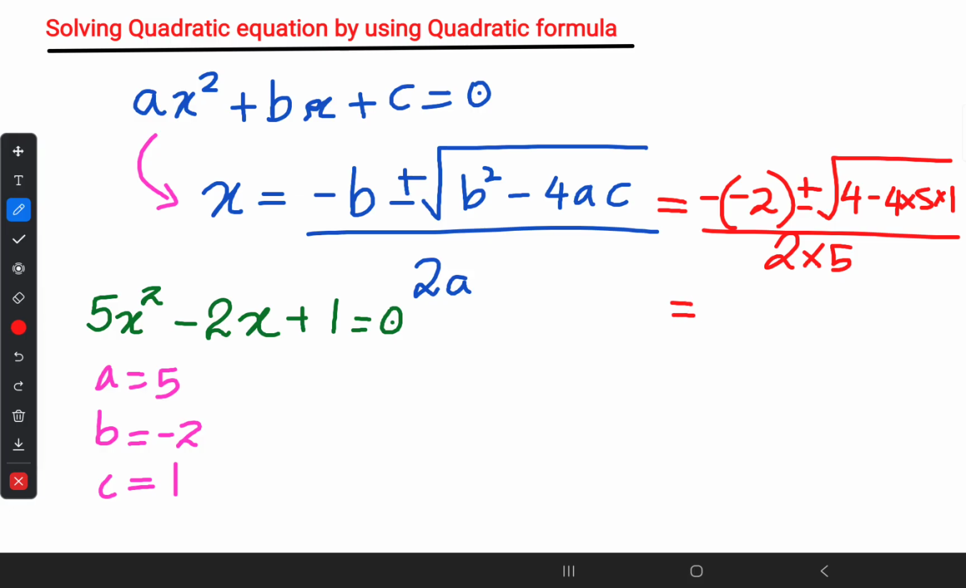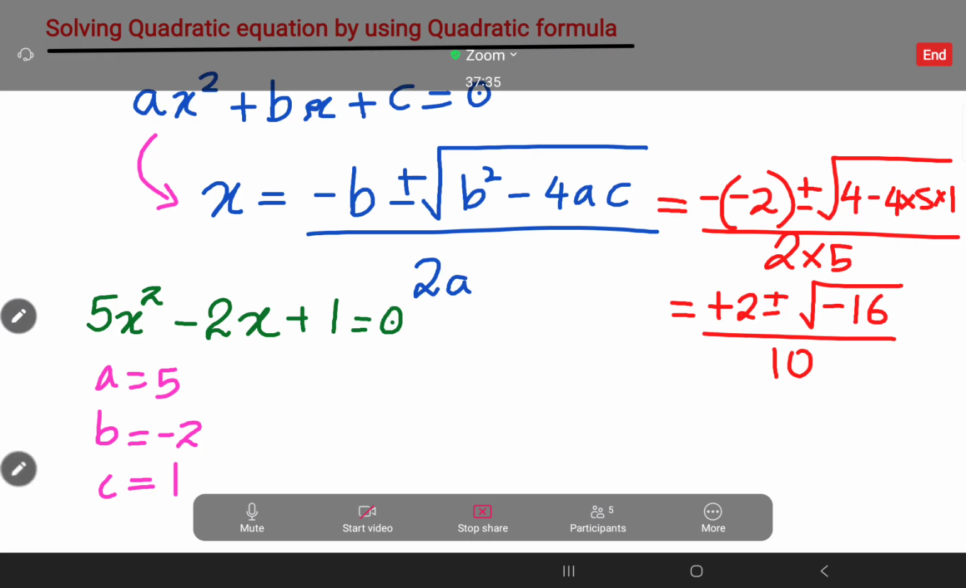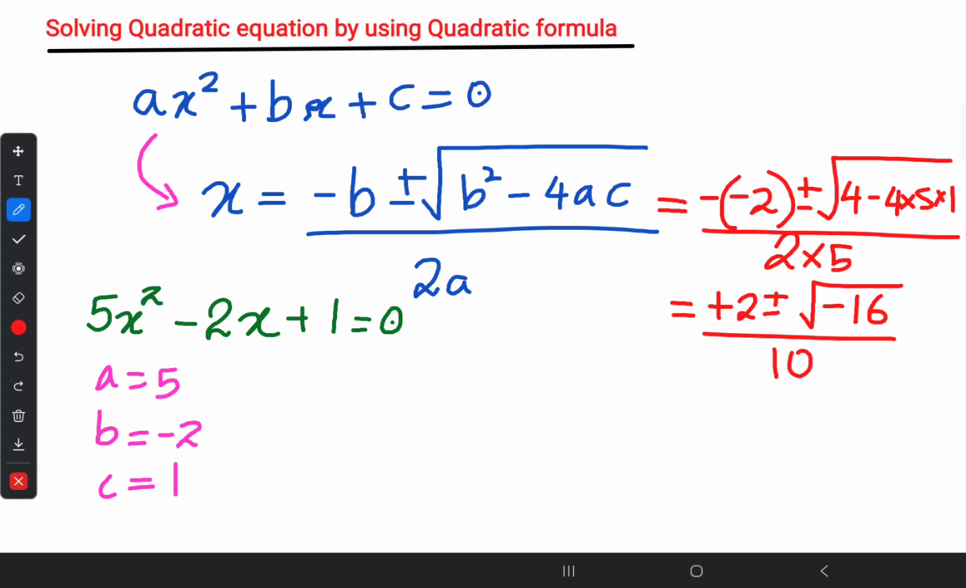Here, look at this carefully. Negative into negative will become positive 2, plus or minus. Inside the square root you will have 4 minus 4 times 5 times 1, which is 20. 4 minus 20 is negative 16. In the denominator, 2 fives are 10.